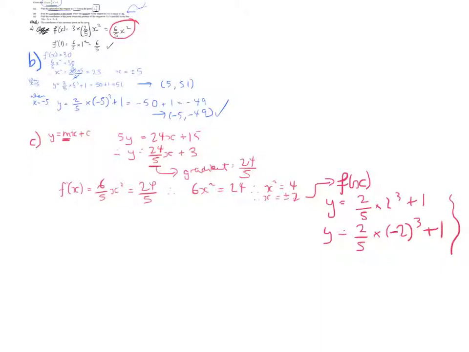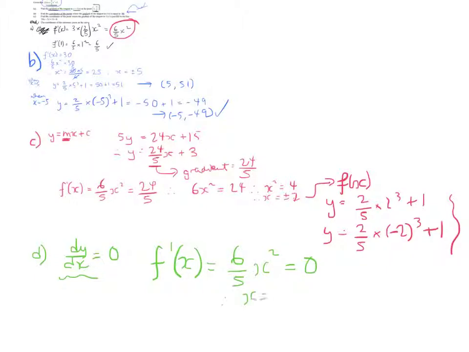Okay, now final part of this rather long question. Part D, it says to find the coordinates of the stationary points. Okay, so at a stationary point we know that dy by dx equals 0, but in this case we've got f dashed of x, not dy by dx. So f dashed of x is 6/5 x squared, and this is equal to 0, therefore x is equal to 0. And then we're not done because it asked us to find the coordinates, so we need to find the y value for which this is true.